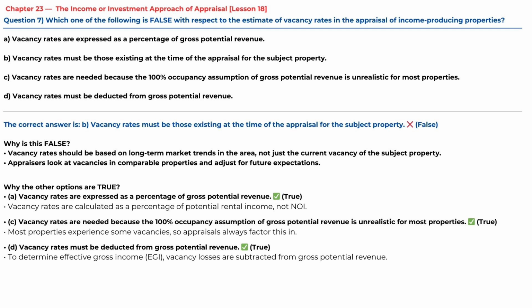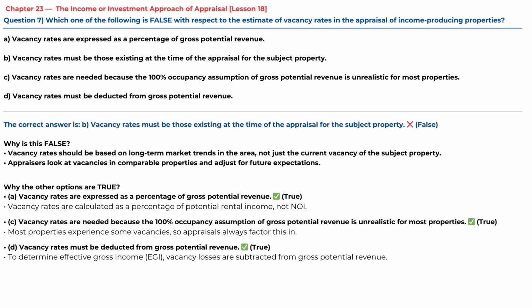False statement. Why is this false? Vacancy rates should be based on long-term market trends in the area, not just the current vacancy of the subject property. Appraisers look at vacancies in comparable properties and adjust for future expectations. Why are the other options true?